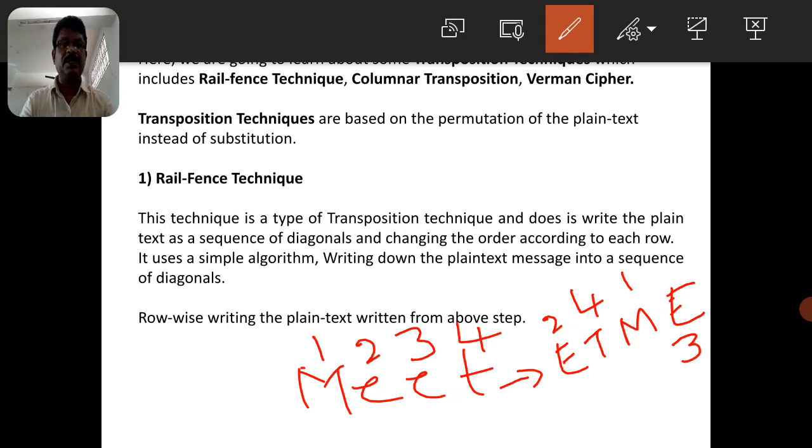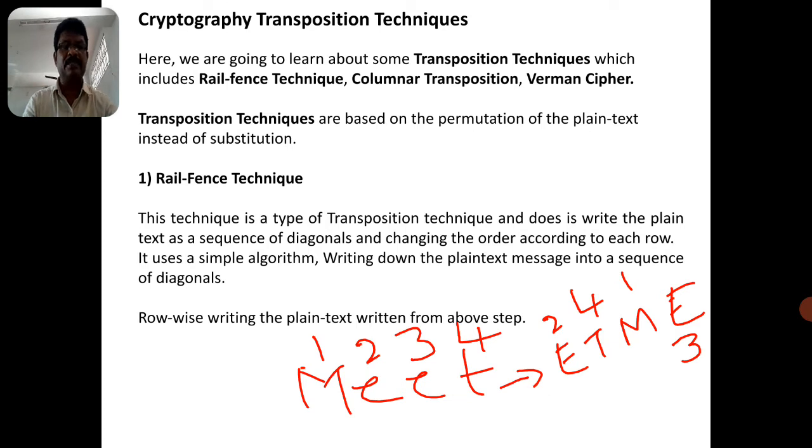Now coming to this particular transposition technique, there are different types of transposition techniques. That is the row wise transposition technique and the column wise transposition technique. The row wise transposition technique is nothing but the rail fence technique. Here there are basically three important techniques. The first one is the rail fence transposition technique, the second one is the column wise transposition technique, that is the columnar transposition, and the third one is the Vernam cipher.